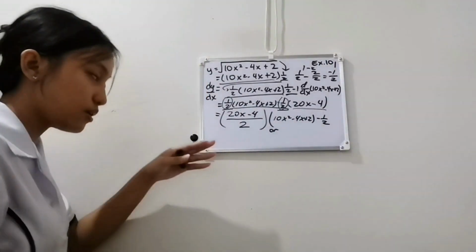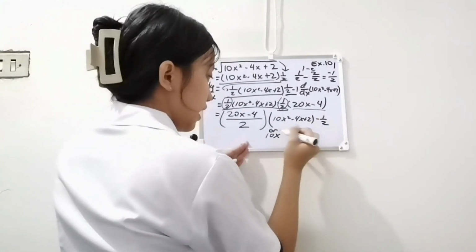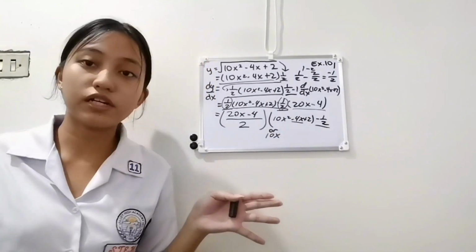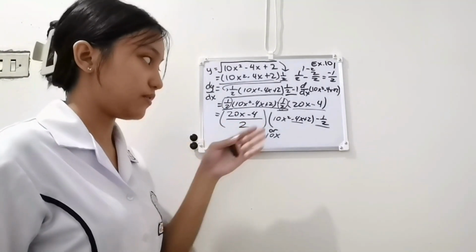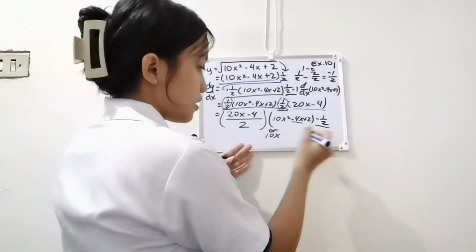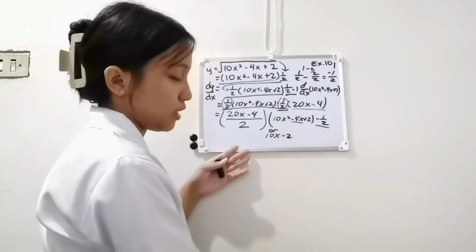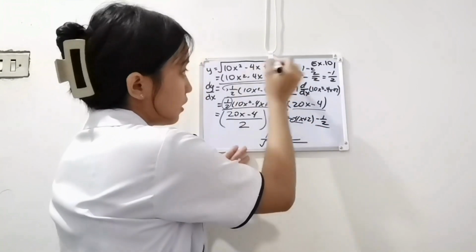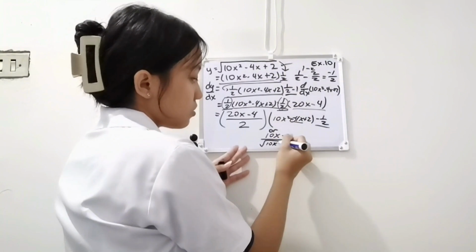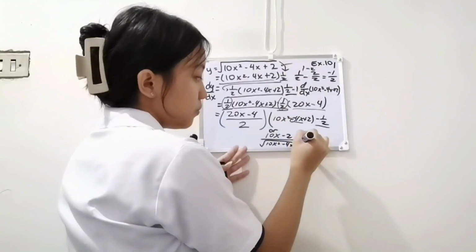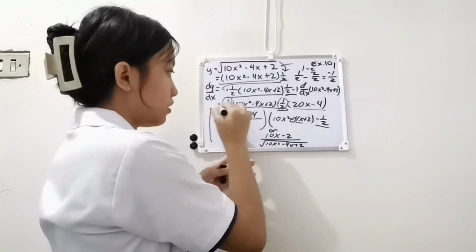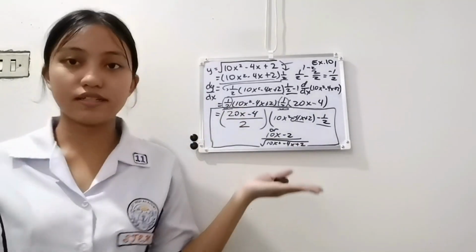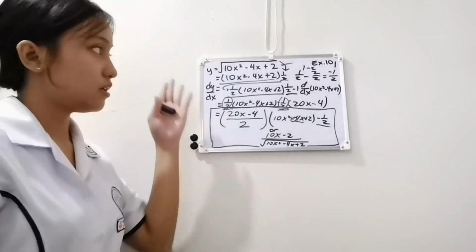Or for another answer, we're just going to write 10x. Now, what is negative 4x over negative 1/2? From your calculator, you can type this. So the answer will be negative 2. Why negative 2? Because our sign right here is negative, over the square root of our given right here, 10x squared minus 4x plus 2. So this will be your final answer. So that's how you solve for the trinomial that is under a square root.